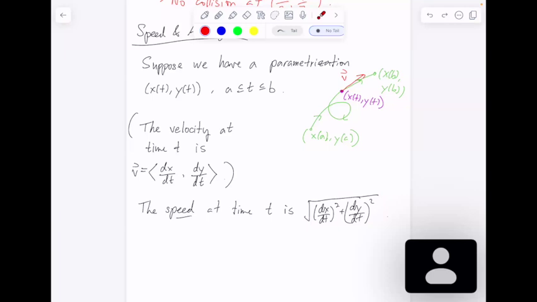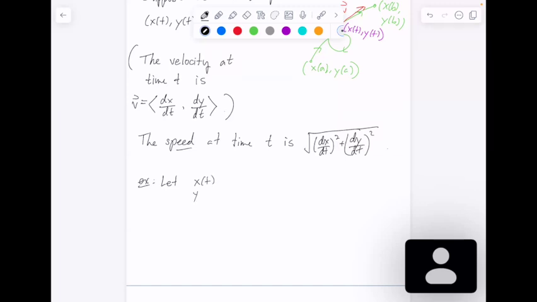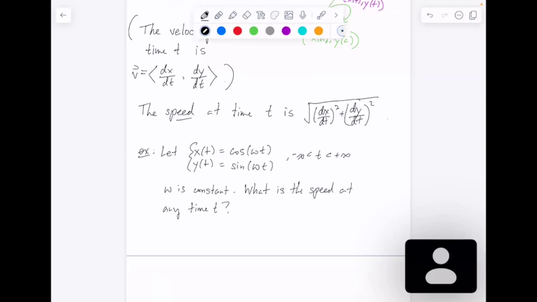Okay, so you can now see the speed of a parameterization. Let's take a look at two parameterizations. Let x of t and y of t be the following: cos of omega t, sine of omega t. Let's just make t go for infinite time, and omega is a constant. What is the speed at any time t?